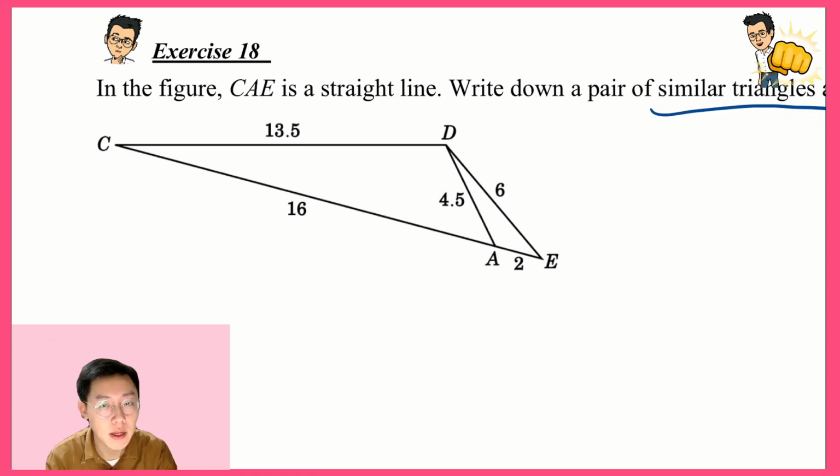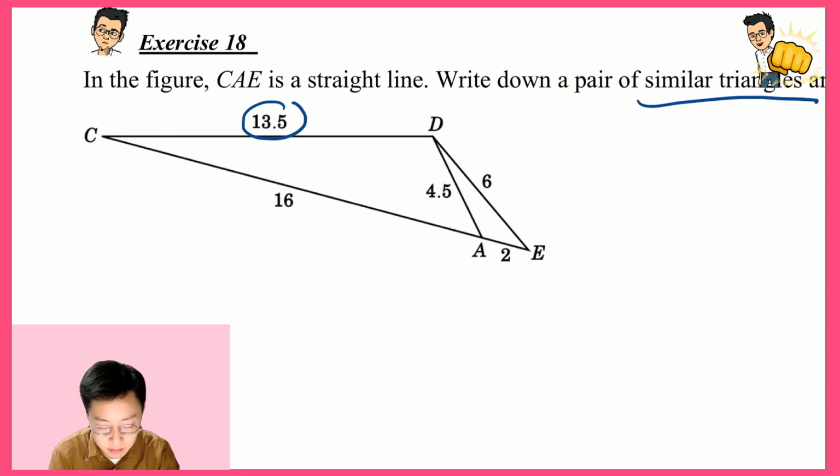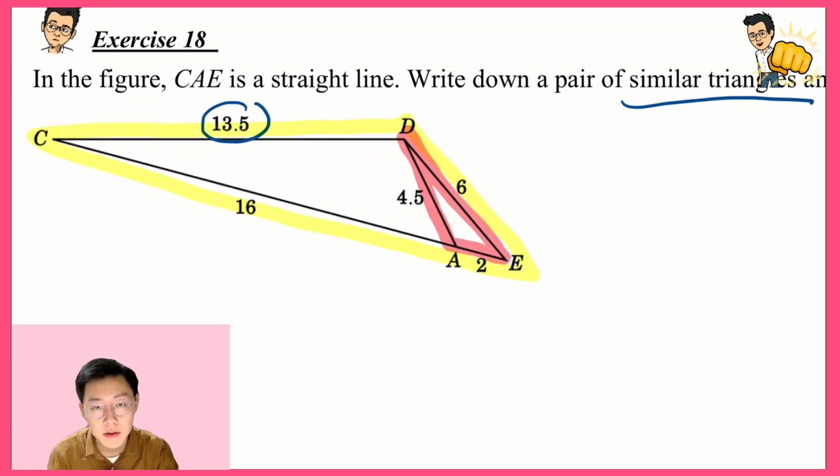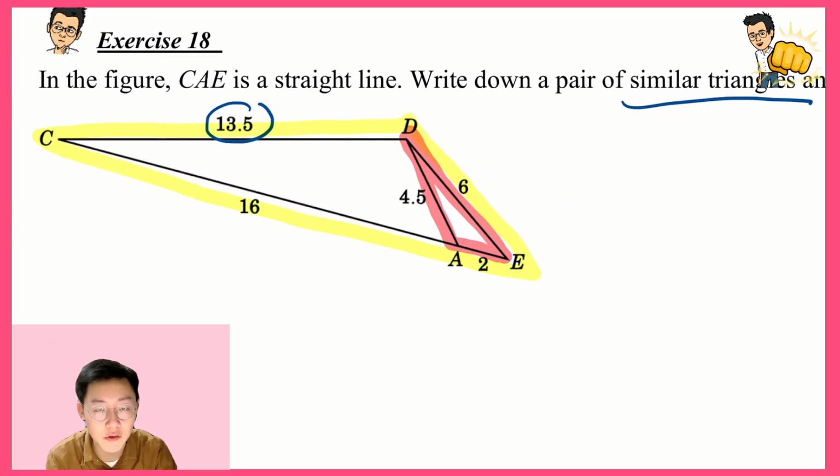Because it does not give you any angles, you cannot use the AA method. In these terms, you can see the figure gives you the lengths of the sides. Now I want you to look at these two triangles: triangle DAE and triangle DCE. We want to find the corresponding sides of these two triangles. As I taught you before, first you find the longest side of each triangle.